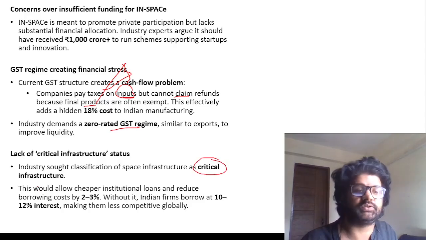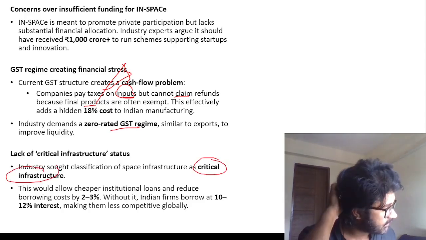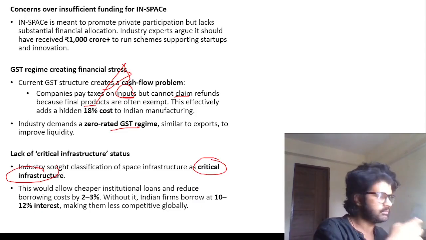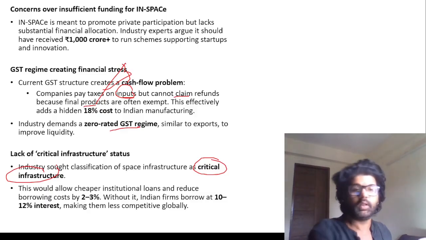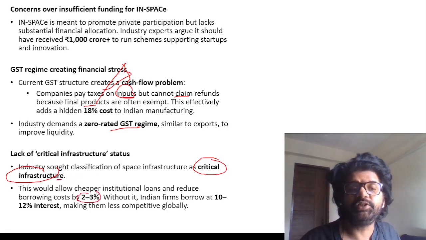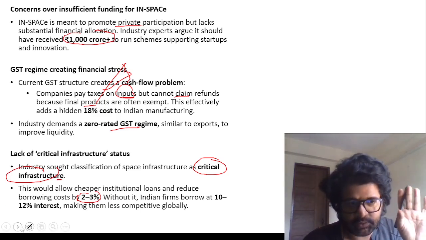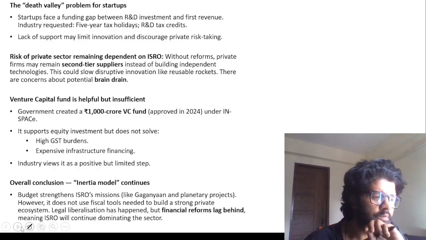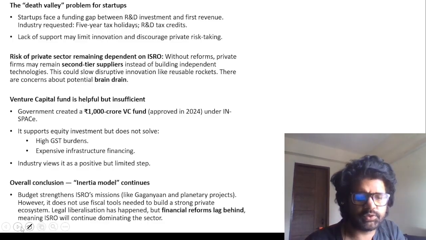They also want a critical infrastructure tag. Give space infrastructure a critical infrastructure tag. What will happen when you are doing that? If you give the space sector a critical infrastructure tag, then in that scenario they will get cheaper loans. So all these things had to be done. The space fund meant to promote private participation should have received 1000 crore plus, but they are not receiving that money. Basically this article is saying that we are still more focused on how ISRO can do better. If you're allowing the private sector in the space component arena, give them some leeway, give them a critical infrastructure tag, make GST zero on input products.